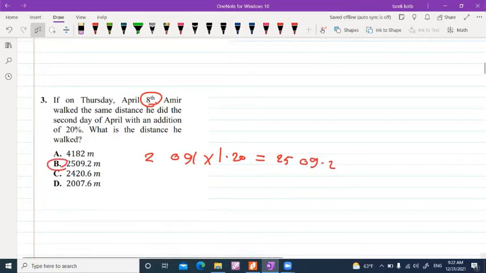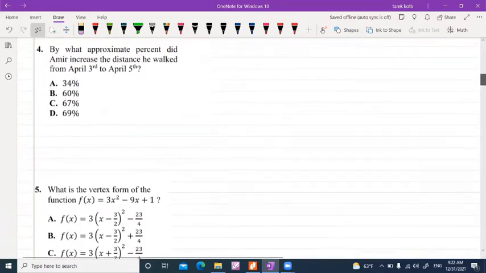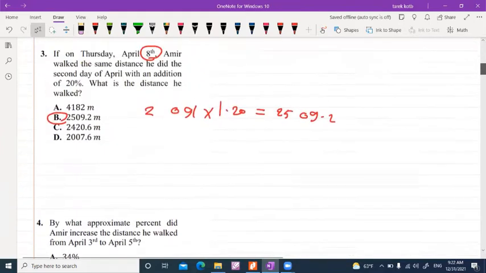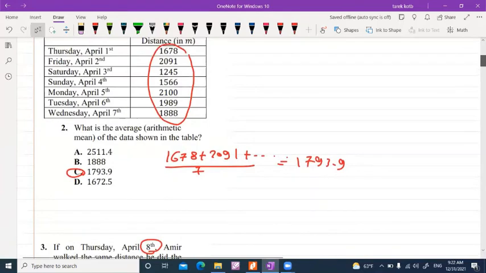Number 4, by what approximate percent did Amir increase the distance he walked from April 3rd to April 5th? If you look here, this is the April 3rd, and this is the April 5th. You have to get the difference between the two numbers over the original number, which is 1245, and then multiply it by 100 to get the increase in percentage.